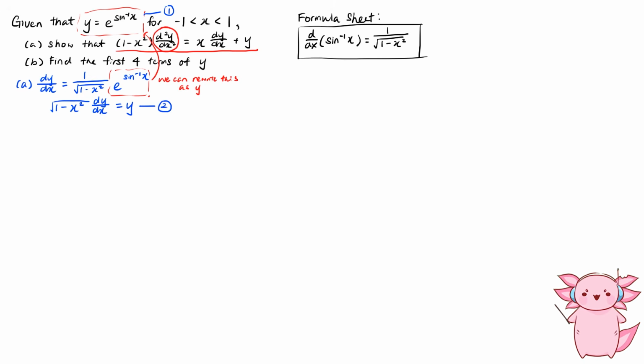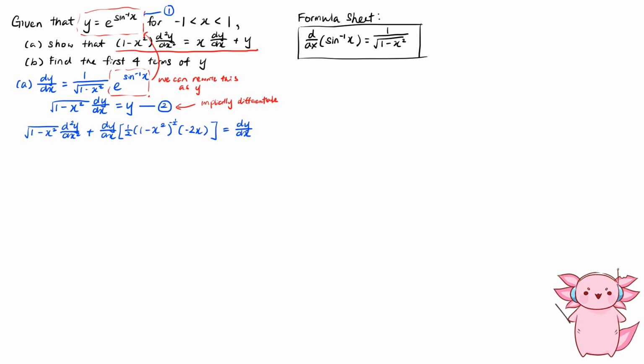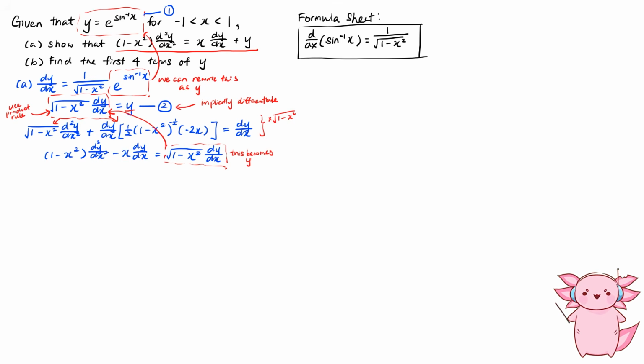Now from here, seeing that there's a second derivative in the original equation, let's try implicit differentiation, where we differentiate all terms by x, and using the product rule on this over here, again we multiply the whole equation by the square root of 1 minus x squared, and we manage to prove this equation, which we call equation 3.